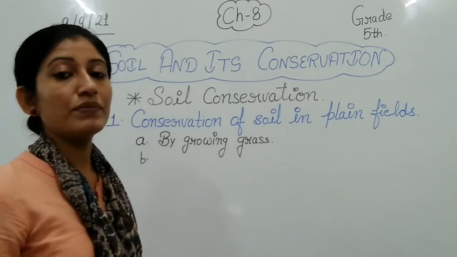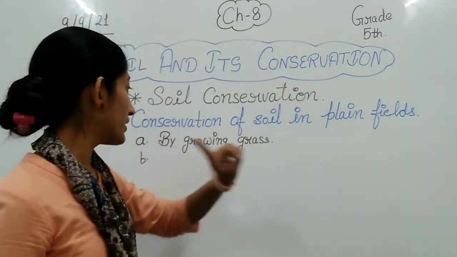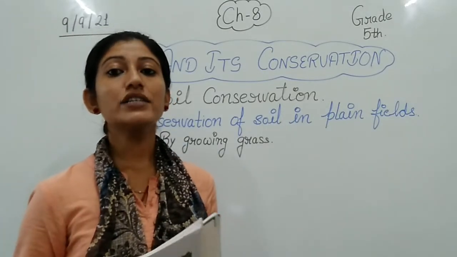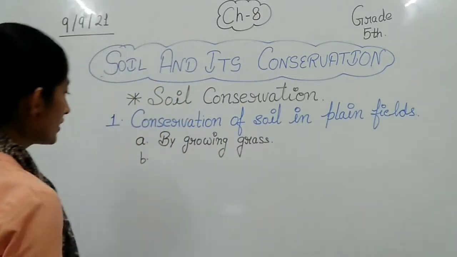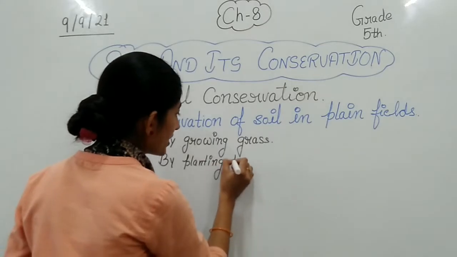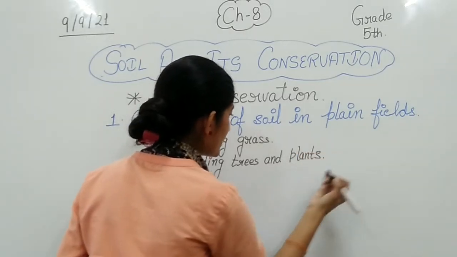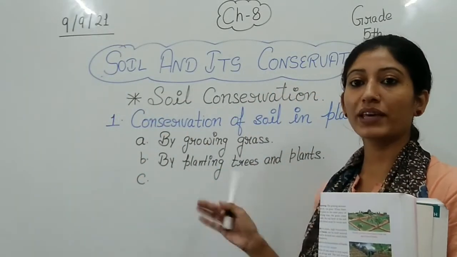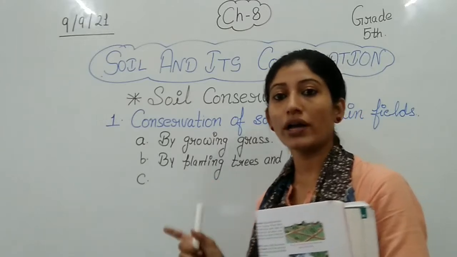Now students, in the same topic, where we are discussing conservation of soil in clay fields, one thing, growing grass, we have discussed. So the second method we can use to protect the soil from erosion of plain fields or surface is that we can grow trees and plants, by planting trees and plants, right? So let's see how by planting trees and plants we can conserve the soil of clay fields.